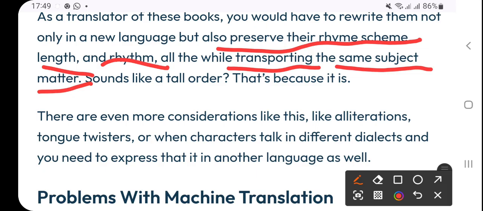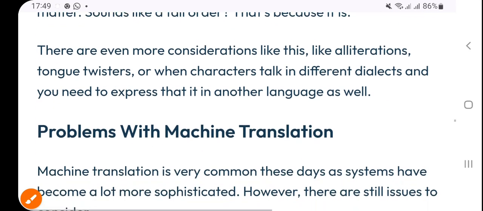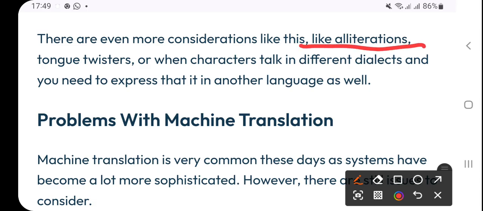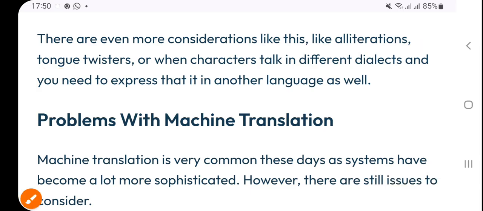That is because it is, right? So that's a thing. Now there are even more considerations like this, like alliterations, right? Alliteration is a repetition of consonants at the beginning. So alliteration, tongue twisters, right? That is the same translation, same meaning to be mentioned. So translating alliterations, tongue twisters, and when characters talk in different dialects and you need to express that in another language as well, all are challenging.